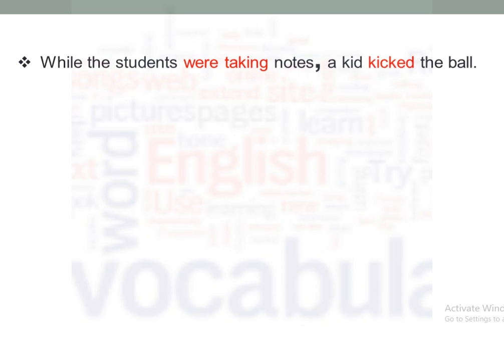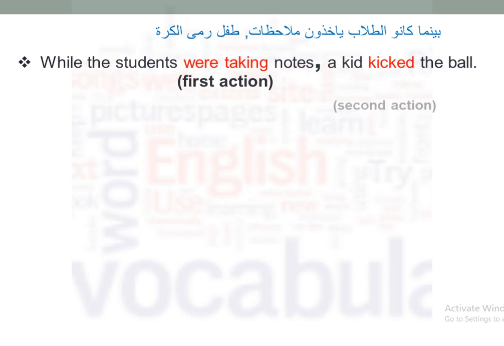Okay, another example. While the students were taking notes, a kid kicked the ball. So, which action is the first and which action is the second? Good job, true. So the students were taking notes. This is the first action. Then it's interrupted by a kid kicked the ball. So taking notes is the first action, and the second action is kicked the ball. First action, as we said, past continuous. Then second action, past simple.